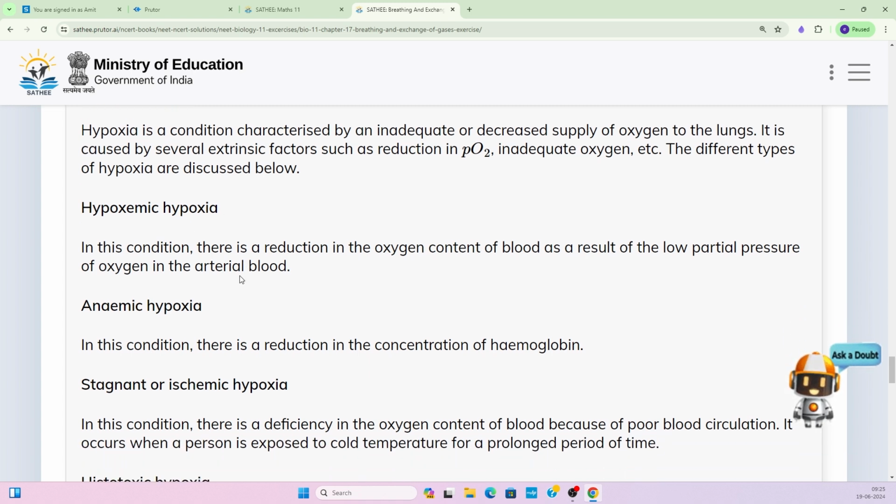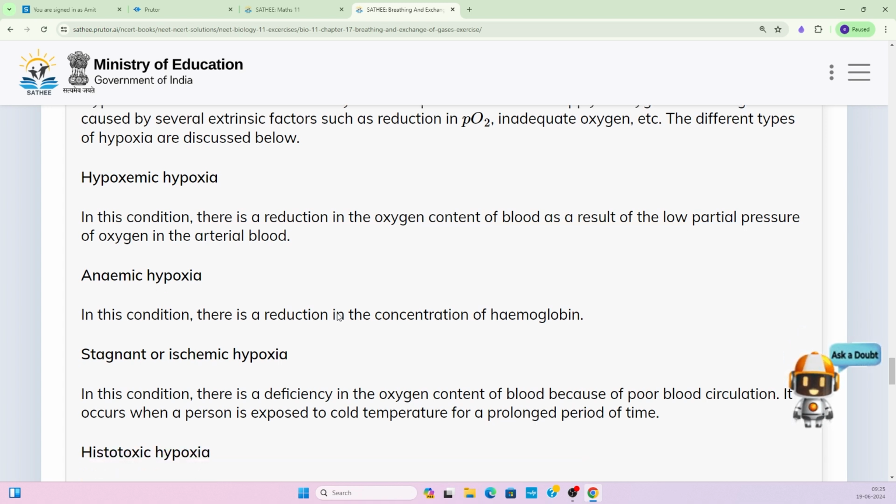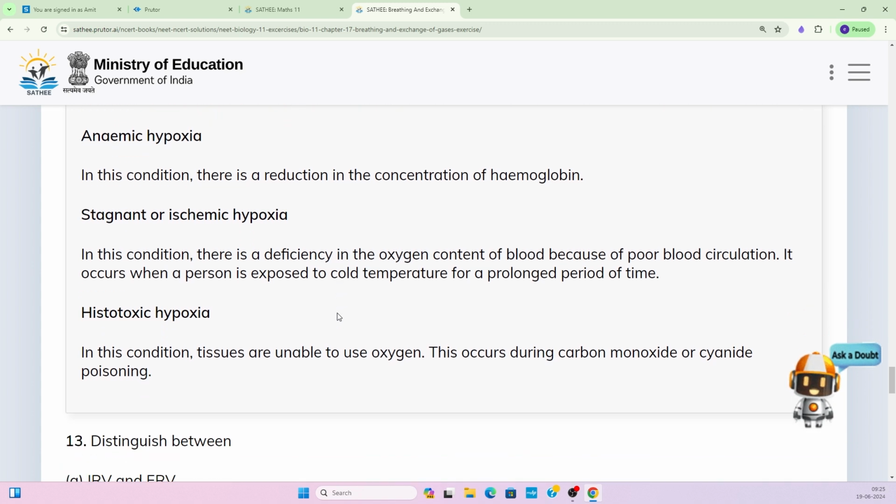Hypoxemic hypoxia. In this condition, there is a reduction in the oxygen content of the blood. As a result, there is low partial pressure of oxygen in the arterial blood. Less oxygen is present in the blood. Anemic hypoxia. In this condition, there is a reduction in the concentration of hemoglobin. So less hemoglobin means less oxygen can be carried. That is called anemic hypoxia.